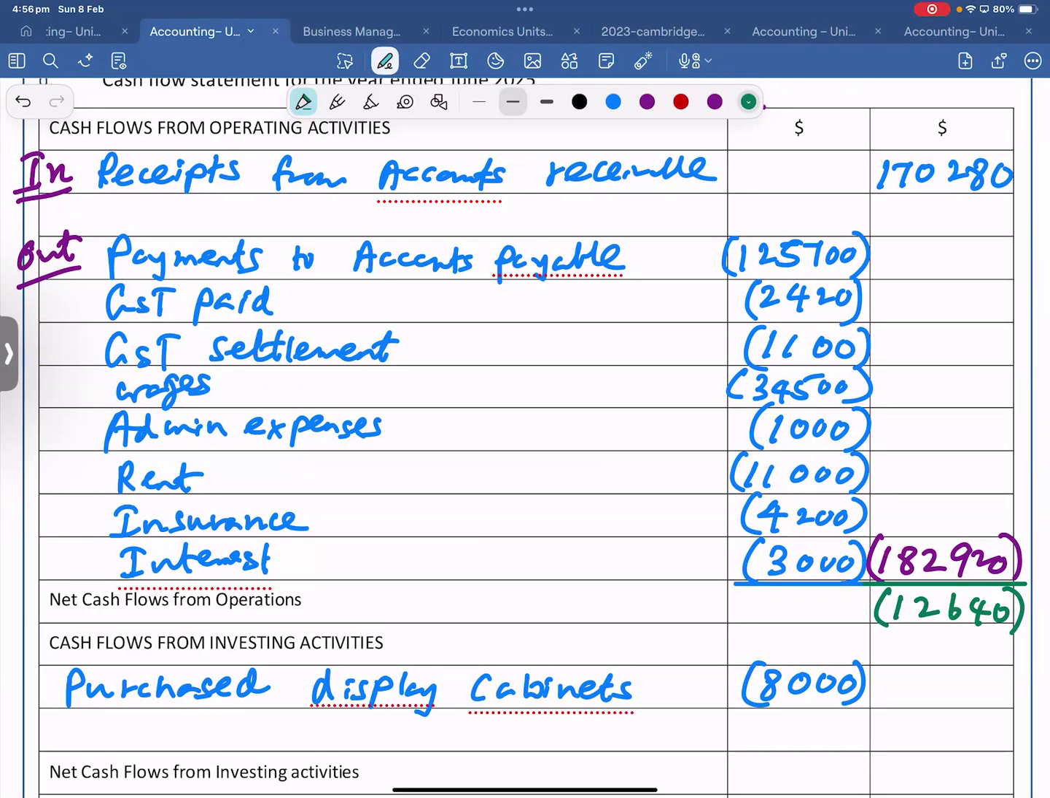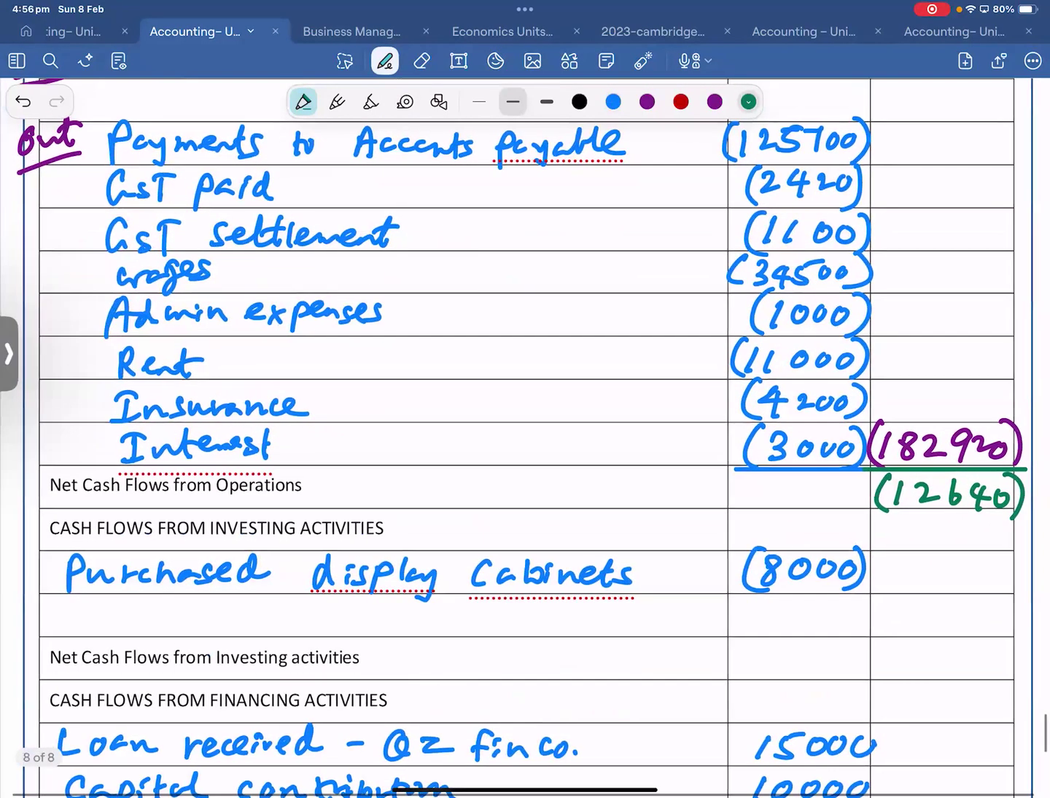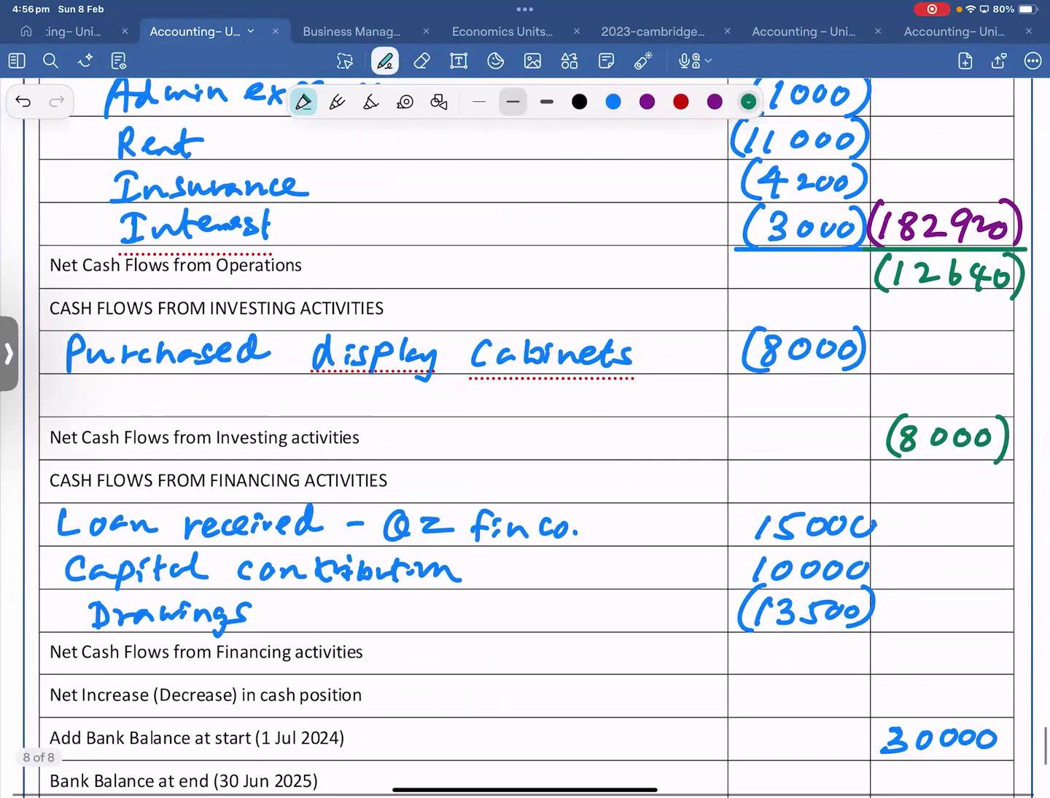So a negative value. All right, purchase display cabinets, that's going to be negative as well, 8,000. For the purchases, can you move that over? Usually we write in the middle column, then only we write it in there. You have to write in the middle one.